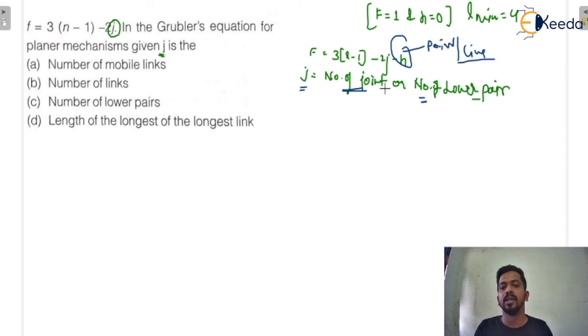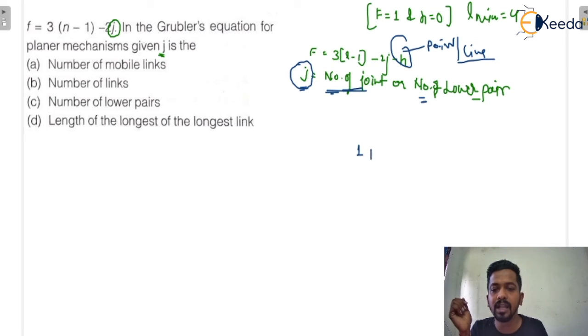When I say number of joints, in mechanisms you may find binary joints, ternary joints, or quaternary joints. But when you calculate all the joints, you have to calculate them in terms of binary form. That means if you find a ternary or quaternary joint, convert it into binary form, then put it into this. So J basically represents the number of binary joints. That means don't count only binary joints, count the ternary and quaternary also, but in binary form. How can you convert it into binary form? One ternary is equal to 2 binary, and one quaternary is equal to 3 binary.